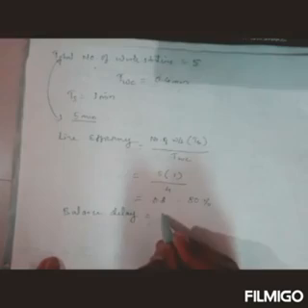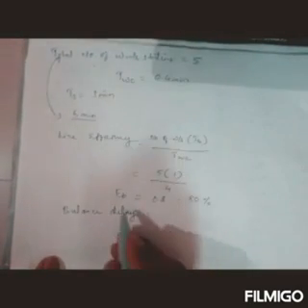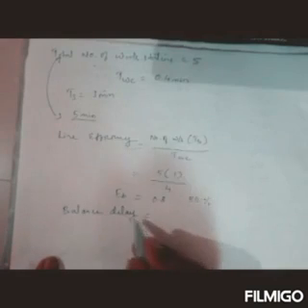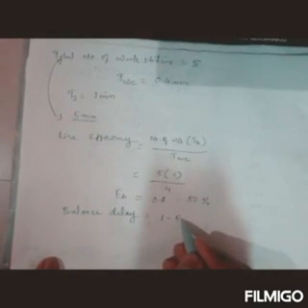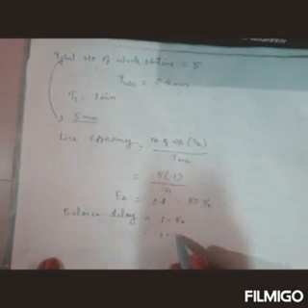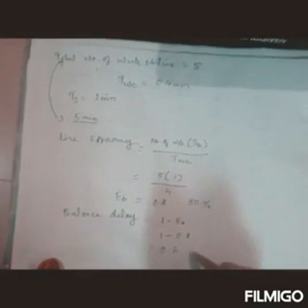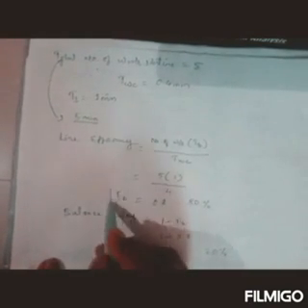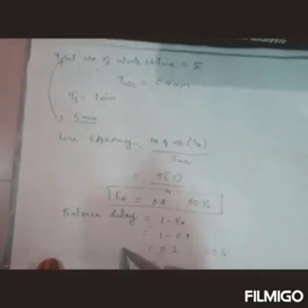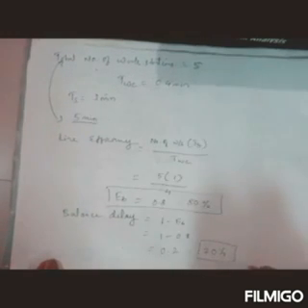One more thing is to be found out, that is balance delay. That is related to EB, balance efficiency. We write it as EB. So balance delay is given by 1 minus EB. That is 1 minus 0.8, which is 0.2, that is 20%. Line efficiency is 80% and balance delay is 20%.